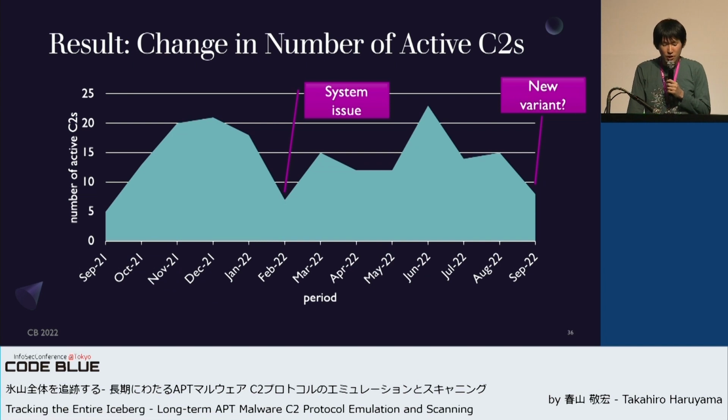And this is a change in number of active shadow path C2 servers per month. The sharp drop in February is just a system issue. Currently, around 10 C2 servers are active. The scanner may have missed new variants lately because shadow path changes the immediate values used in the packet encoding algorithm per variant. So I will keep tracking, keep improving the scanner while hunting new samples.